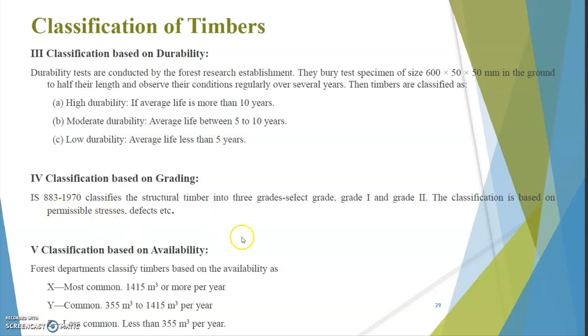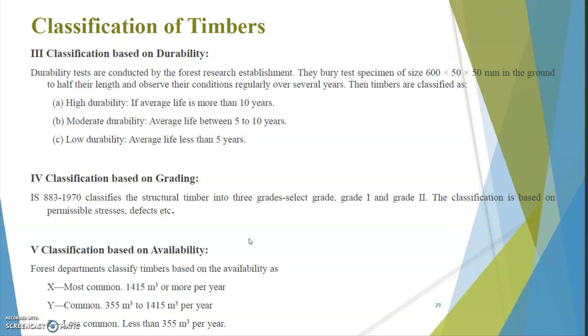Right? So IS codes are everywhere in civil engineering activities. Certain IS codes are dedicated to certain divisions of activities. Here, in the case of timber, it is IS 883, just a number, followed by the year in which it was enacted. So that's it, right? Then the final classification is based on availability.